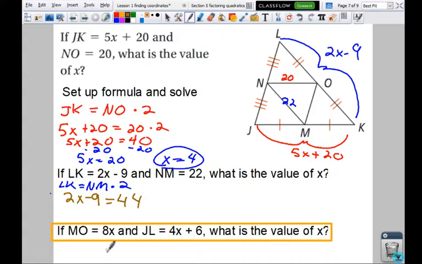What am I going to do first to solve this? Plus 9 to 44. What do I get after I add 9?